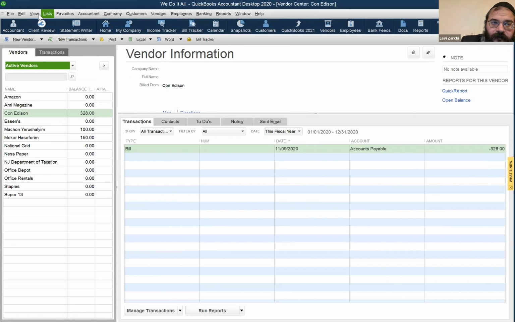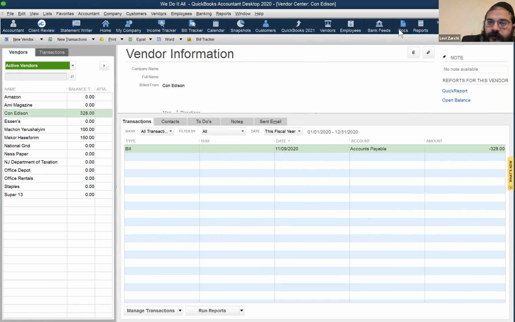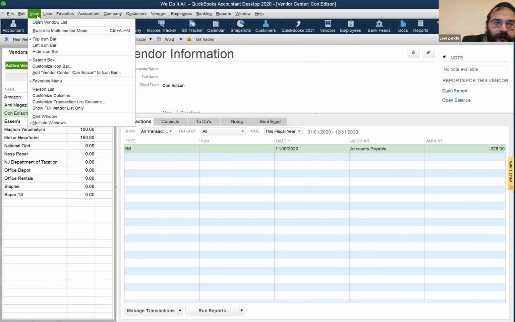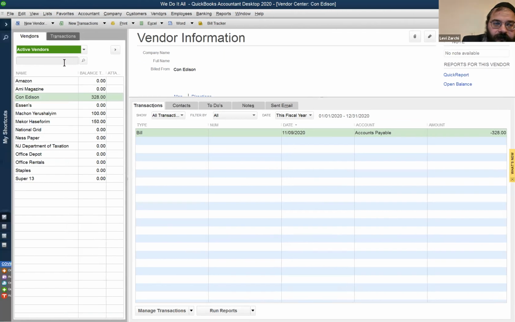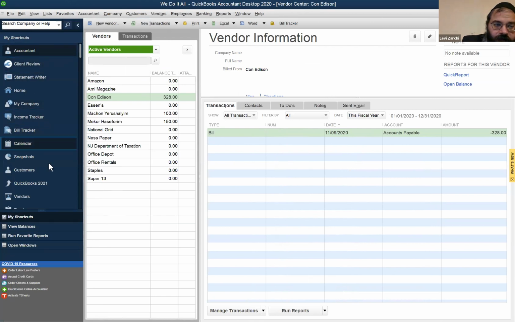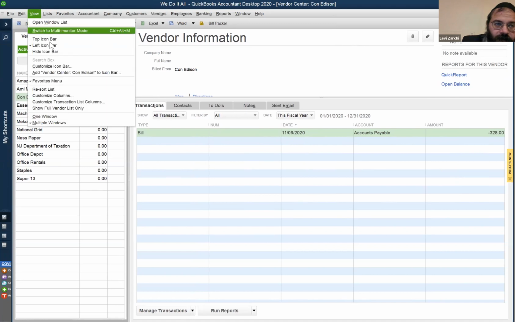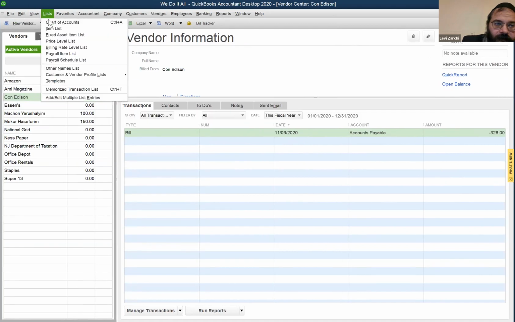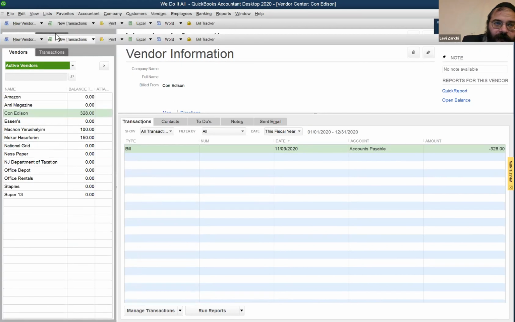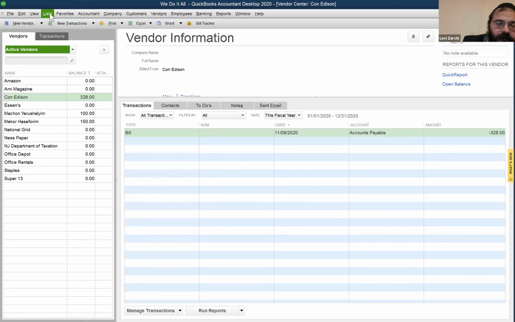I took off the top icon bar. It should disappear shortly, if it listens to me. The left icon bar is this annoying thing that slides in and out. You can have icons all along the side, customers and bill trackers and income trackers. You could take off the left icon bar, or hide the icon bar. Top icon bar brings it in and hide icon bar takes it out. So that's how we make the screen larger and have more space to work in.